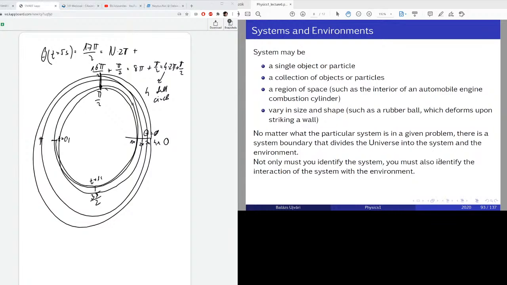But for every system, it should be true that the system has a boundary that divides the universe into system and environment. And we not only identify what is a system, like a couple of bodies, like chairs, tables, laptops, and so on, but we also have to identify what is the interaction between the system and the environment.